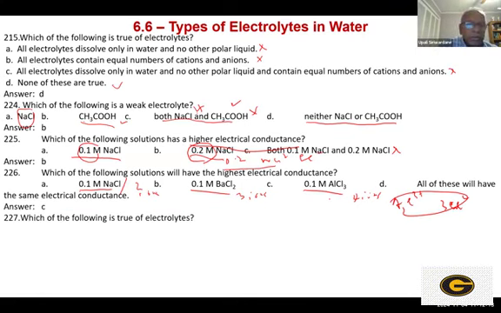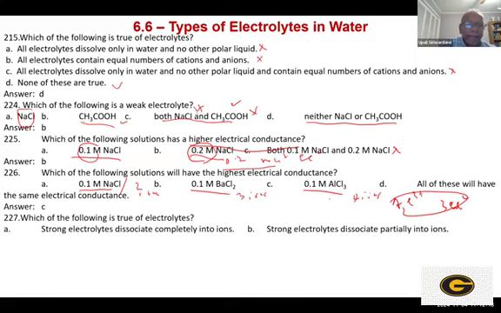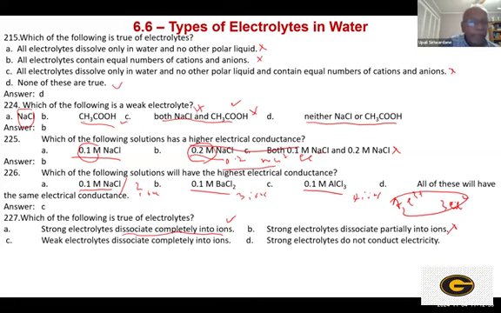Which of the following is true of electrolytes? Strong electrolytes dissociate completely into ions. That's true of the electrolyte. Strong electrolytes dissociate, that's not true. Weak electrolytes dissociate completely, that's not true. Strong electrolytes do not conduct electricity, that's not true. Strong electrolytes conduct the highest conductivity. A is the correct answer.